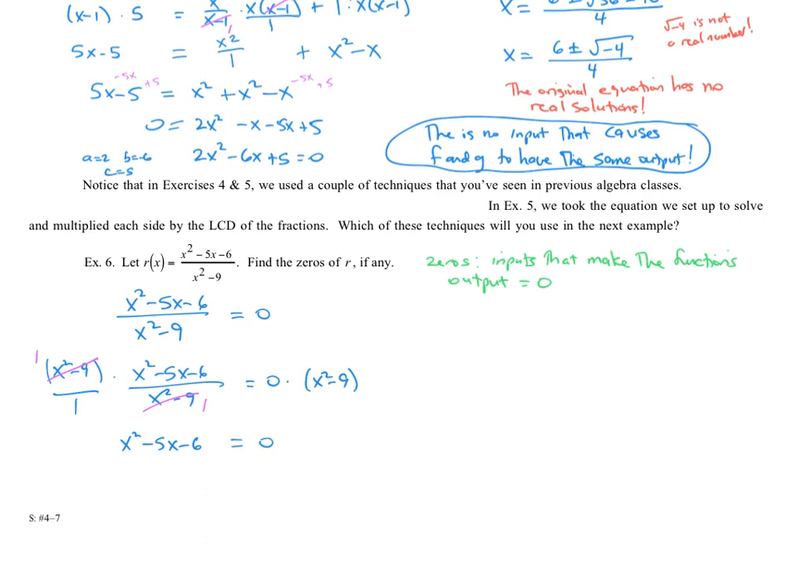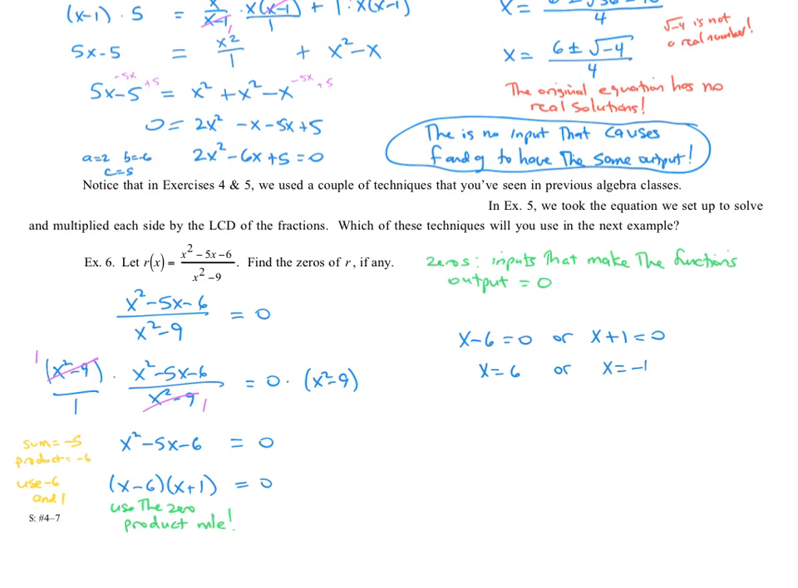So pretty quickly, our algebra turned the rational equation into a quadratic equation. And this quadratic equation is pretty simple to solve because we can factor the left-hand side. The left-hand side is going to factor like this. We can see that because we were looking for a sum of negative 5 and a product of negative 6. And the two numbers that we want to use are negative 6 and plus 1. Now we use the zero product rule. We get to set both factors equal to 0. Solving each of these equations is easy. We get x equals 6 or x equals negative 1.